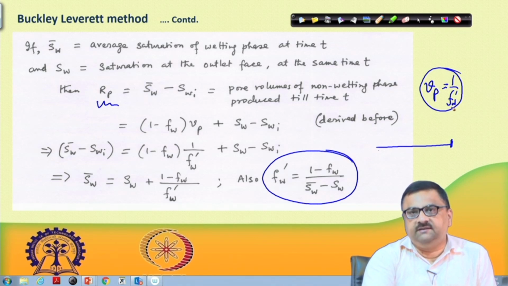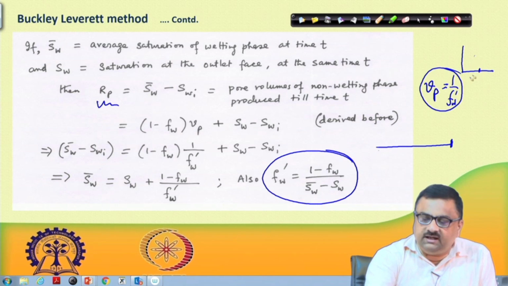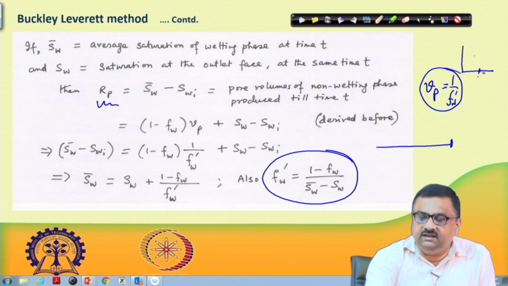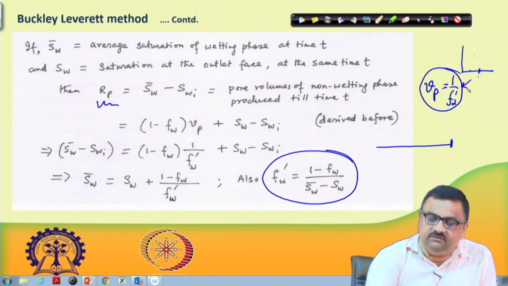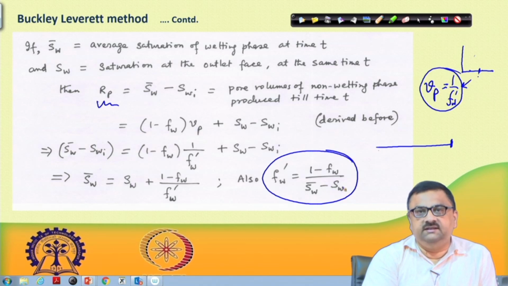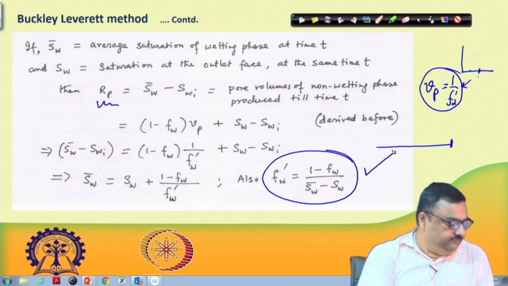How do you estimate Fw prime? From the Fw-Sw curve. We can draw a tangent. This Fw prime must be evaluated at a particular Sw value, and that Sw value corresponds to the saturation at the outlet, not any other Sw value. Then only this equation is valid. So, this Sw is not any arbitrary Sw, it is Sw at the outlet. So, this is something which we got.